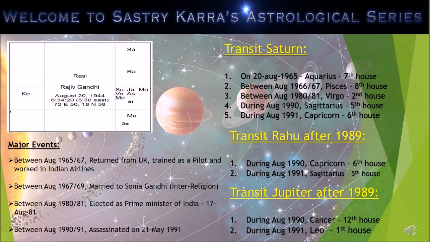And in 1991 August, means before his death, what you can see is that transit Saturn has moved to Capricorn, which is the 6th house, Rogasthanamo, but it is having a direct aspect. Since it moved to 6th house, it has a direct aspect on the 12th house. 12th house is hospitalization, and in 12th house you see natal Rahu, which is the terminator.